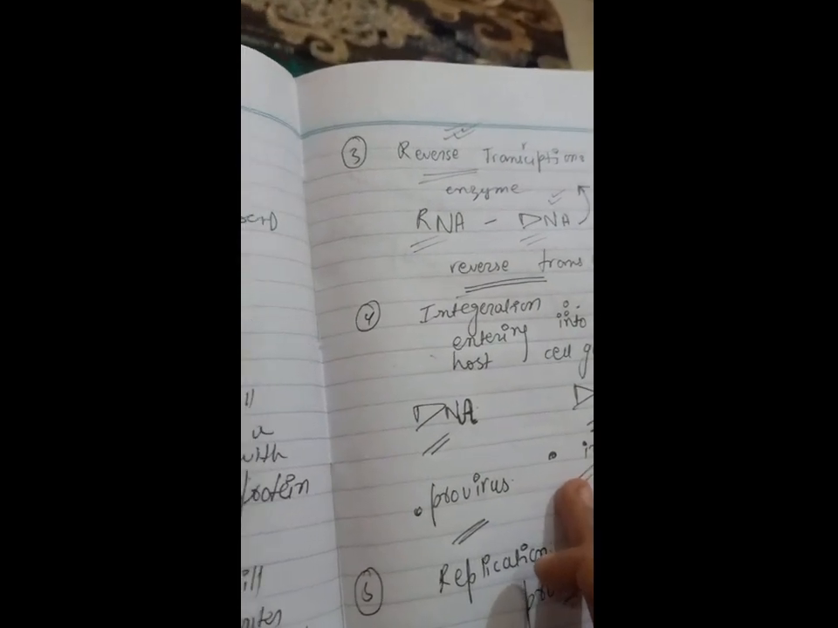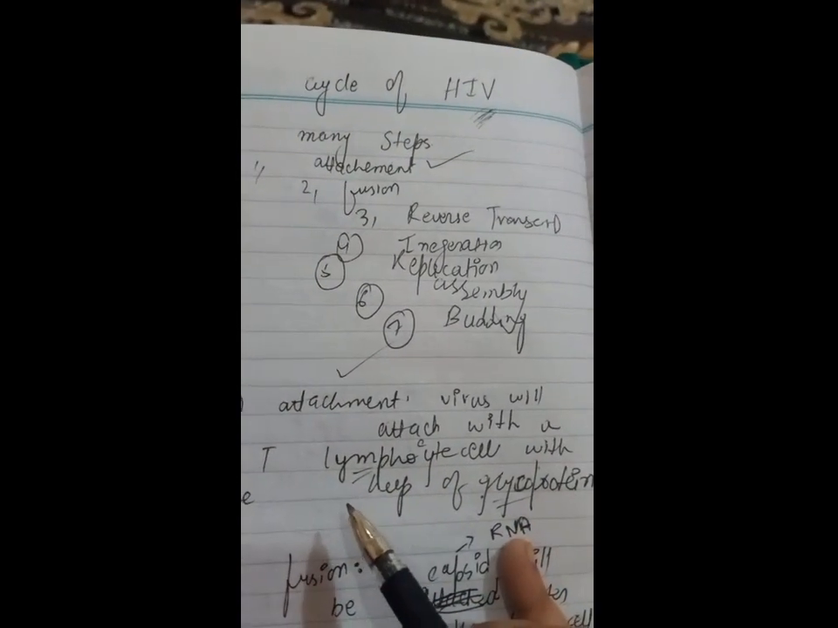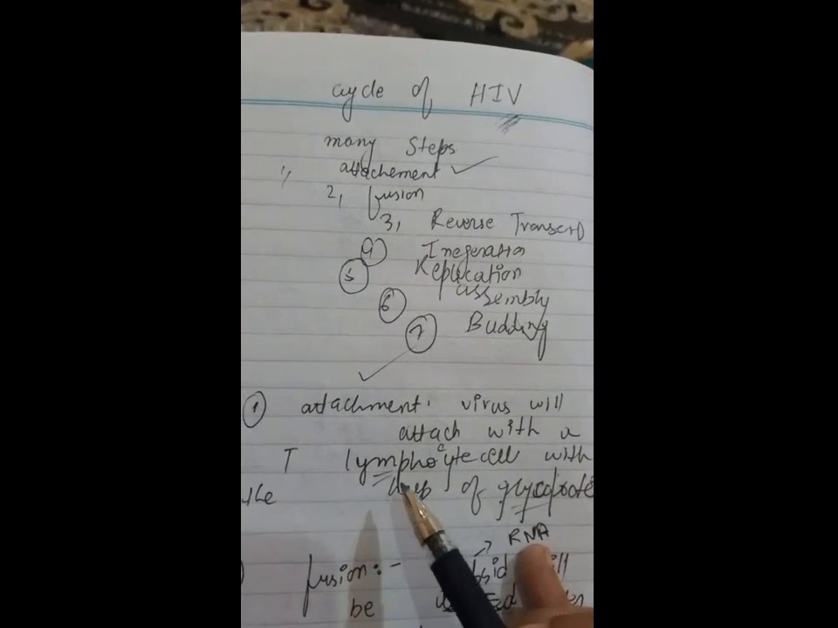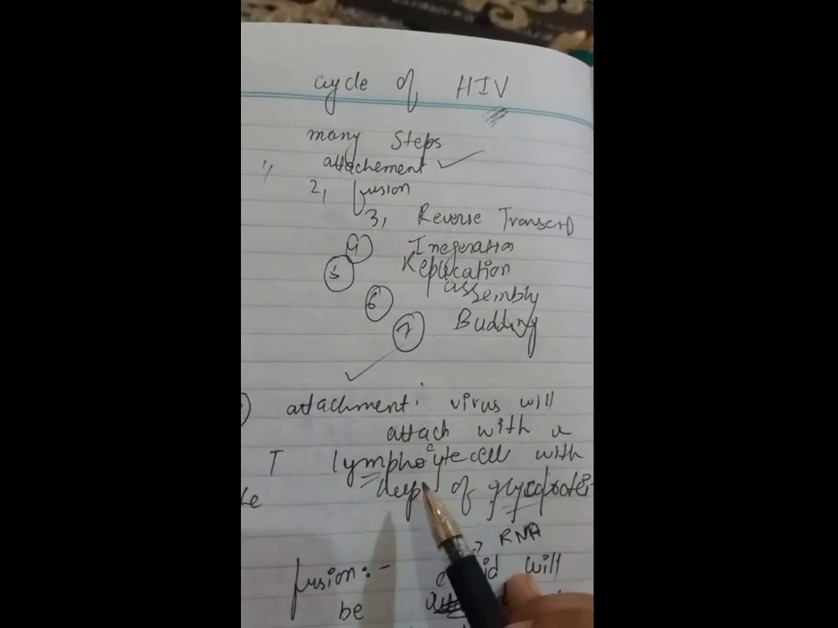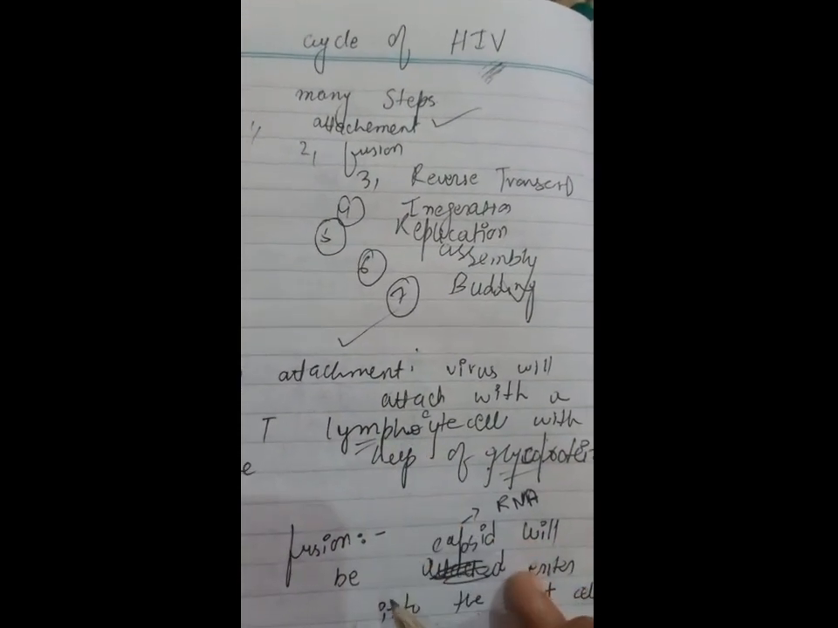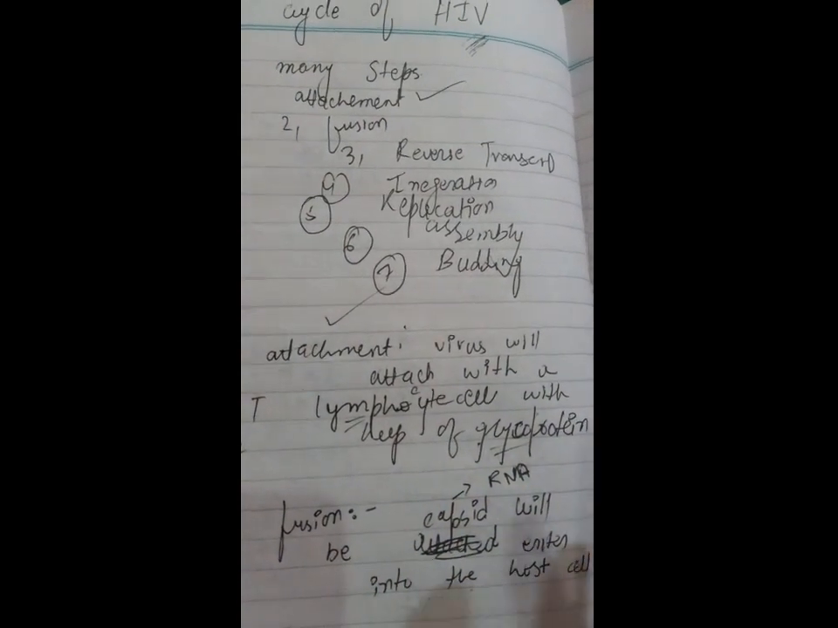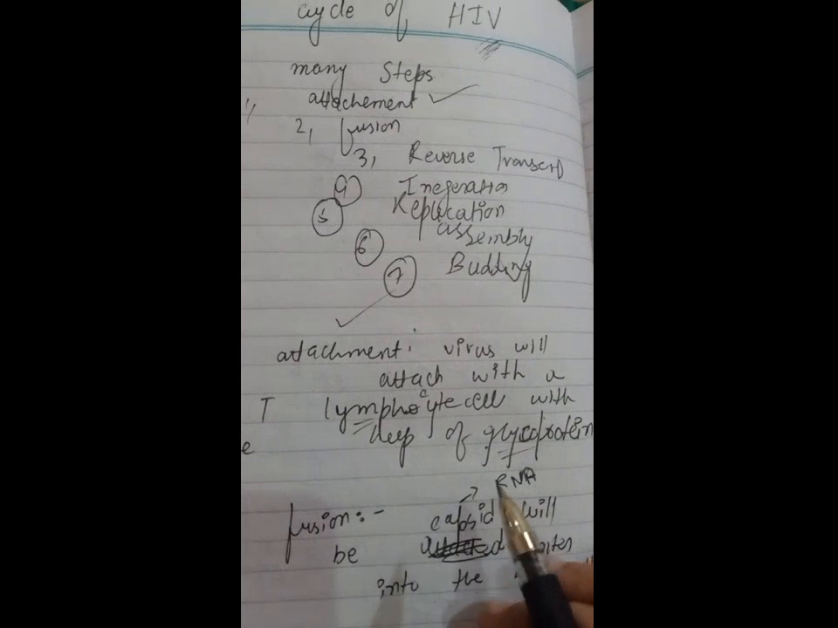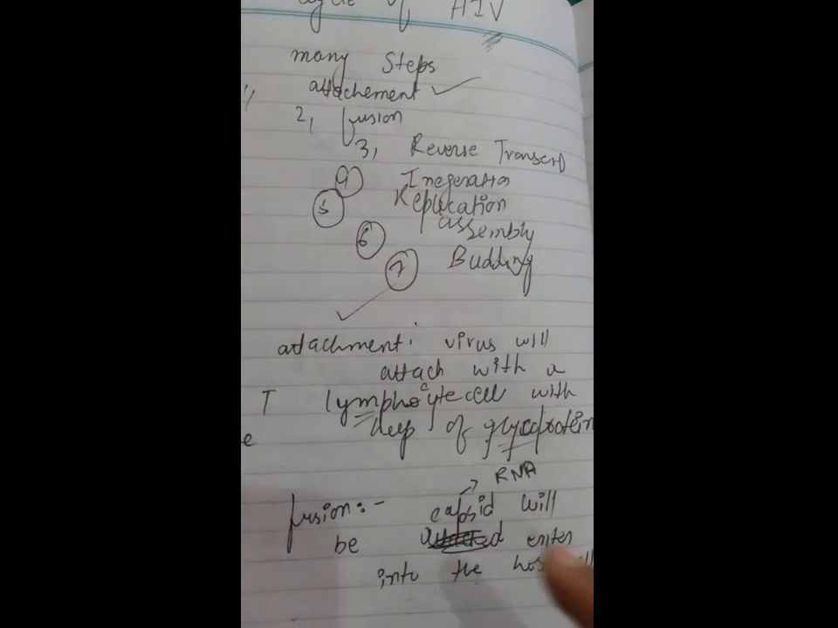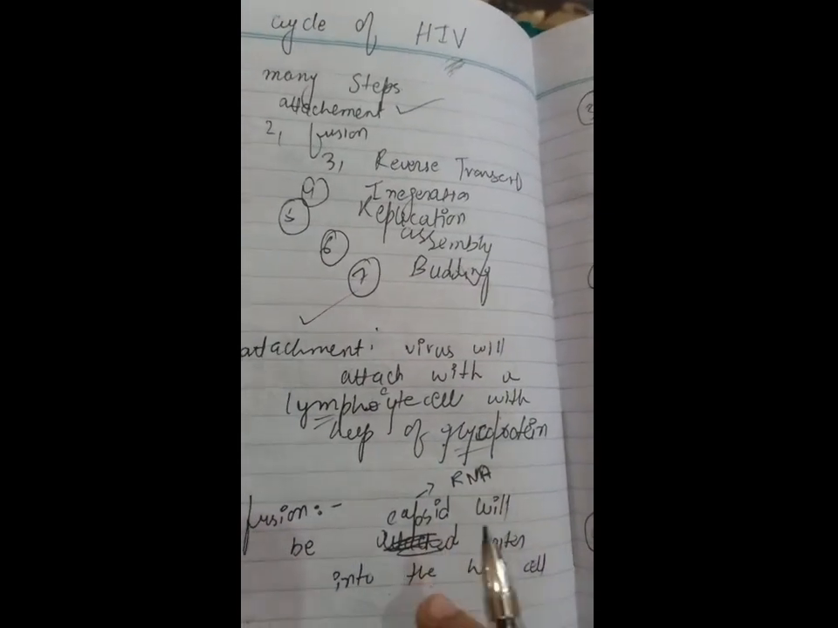Let me repeat that. This was the attachment process in which the HIV was attached with the T lymphocyte, that is the host cell, and in fusion the glycoprotein were outside of the host cell, and just the capsid was inserted into the host cell through the glycoprotein, that is GP41, that is for the fusion.